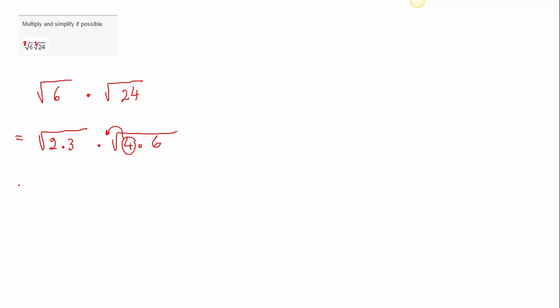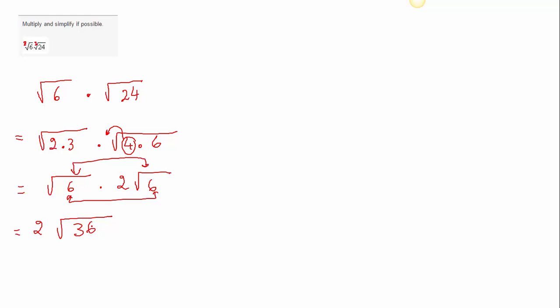So, I can write this as square root of 2 times 3, which is 6. So, it's not helpful to change this to 2 times 3. That was the same. But the 4 now will come out as a 2 times square root of 6. So notice that I have a 2 which will stay outside. Now I can multiply square root of 6 times square root of 6, and I can multiply the inside. 6 times 6 is 36.